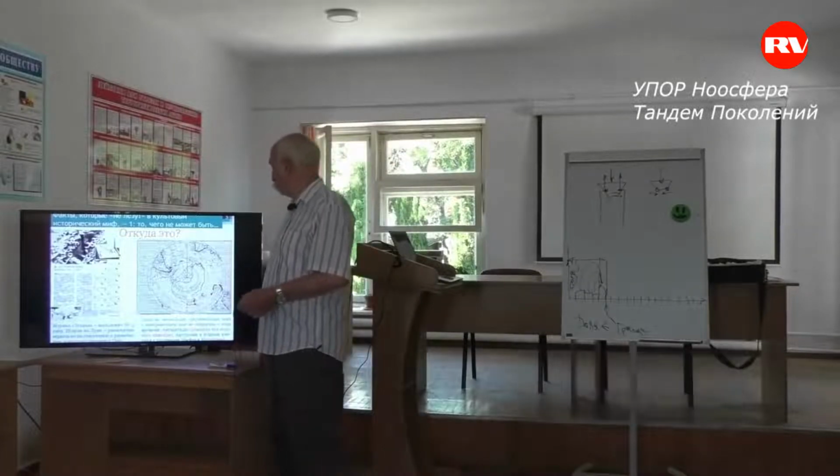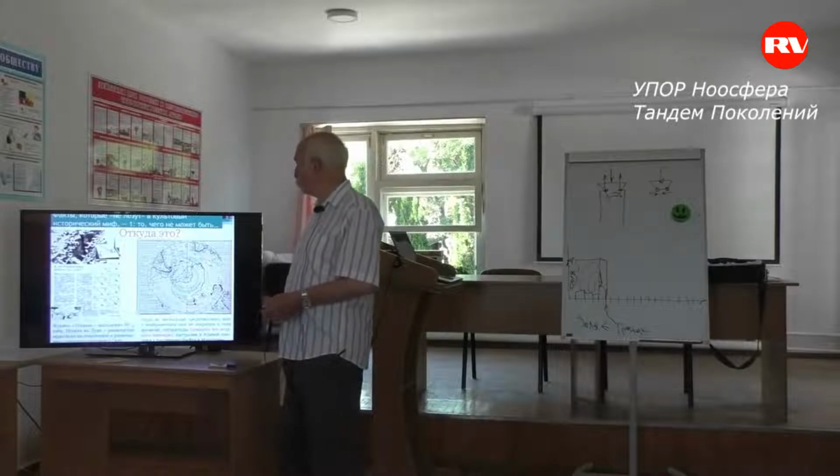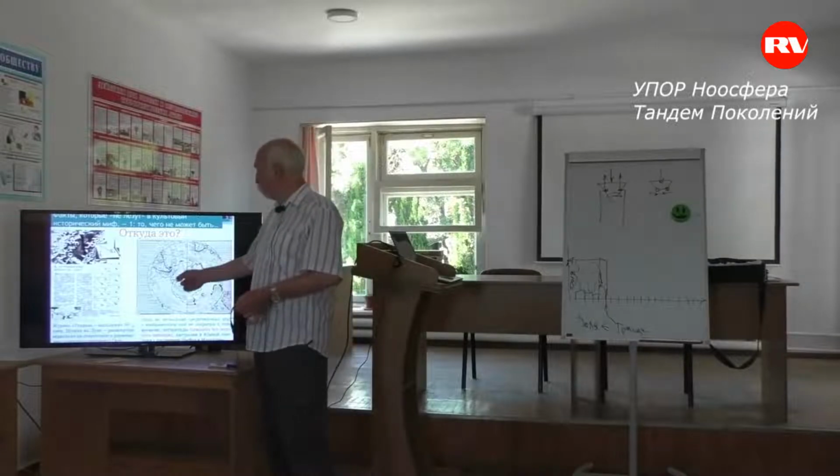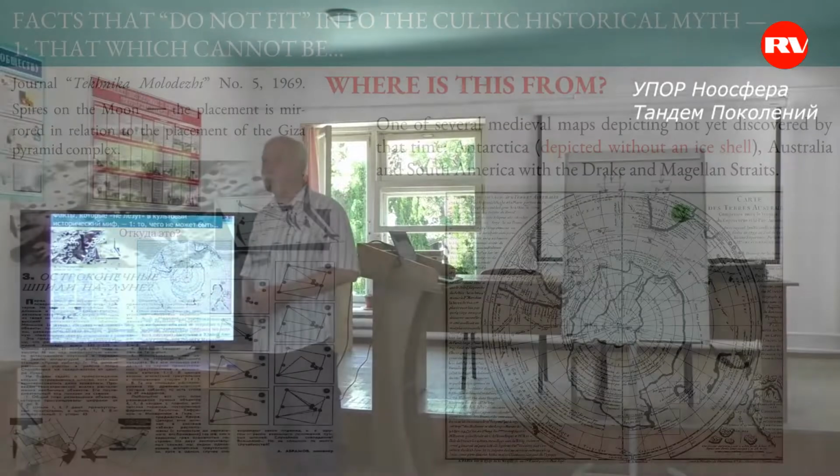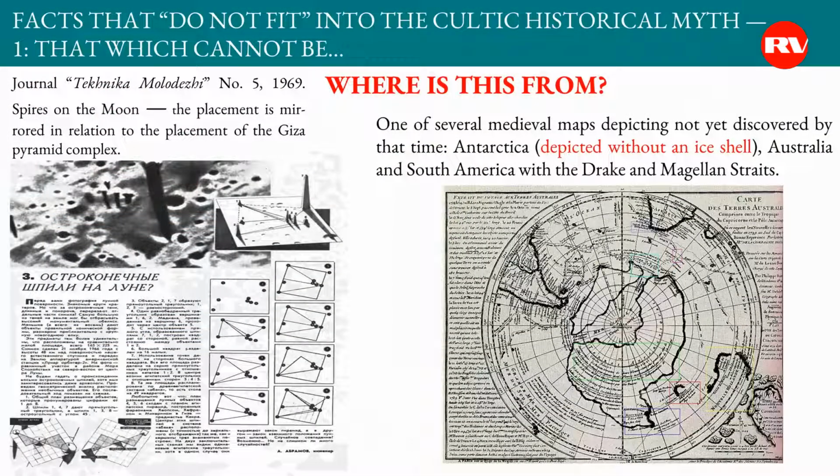Medieval map. It depicts Antarctica without an ice shell. Antarctica was discovered in 1820-21 by a Russian Antarctic expedition led by Bellingshausen and Lazarev. A map from the Middle Ages. Moreover, it is not the only one.